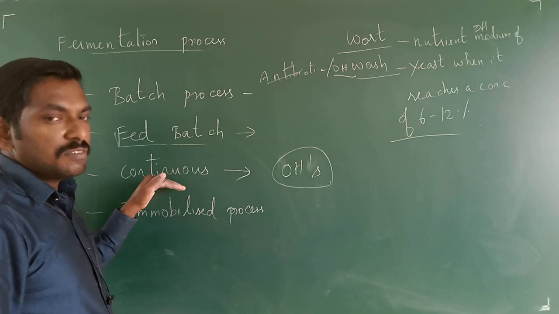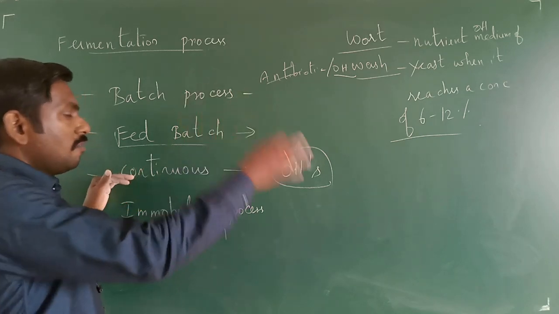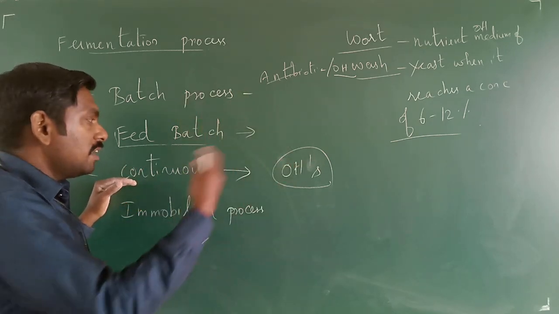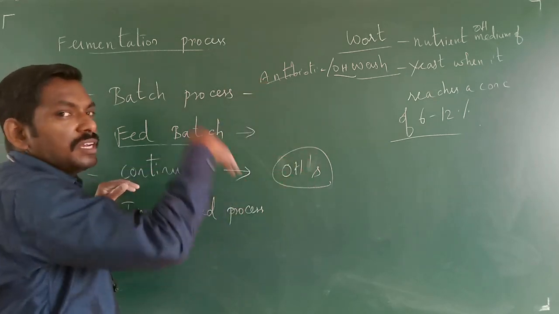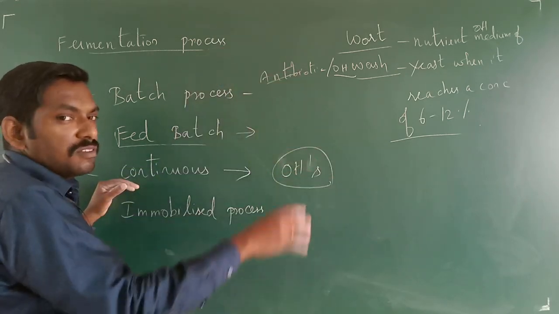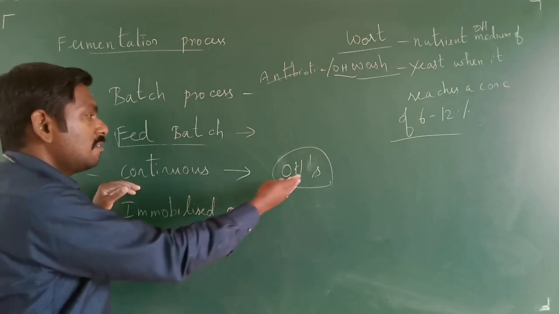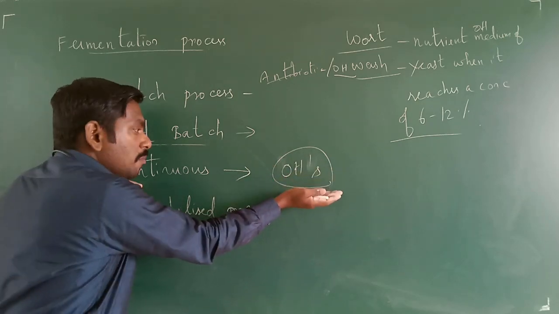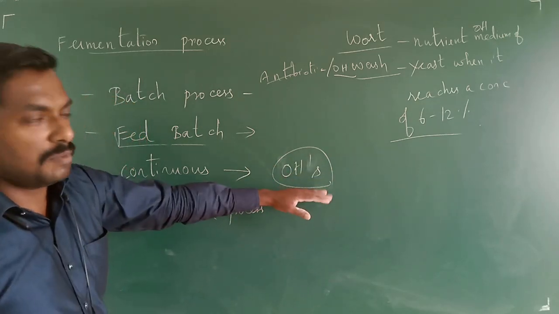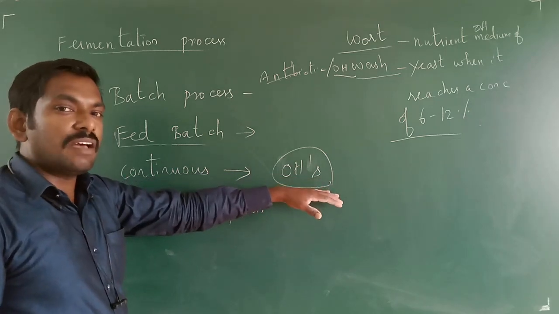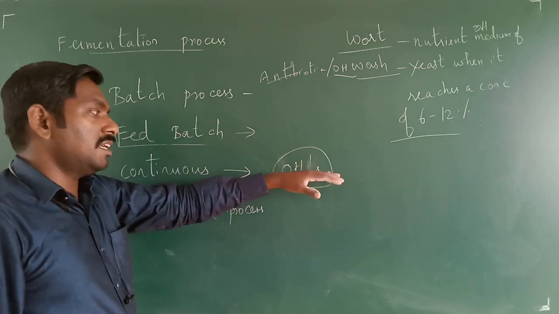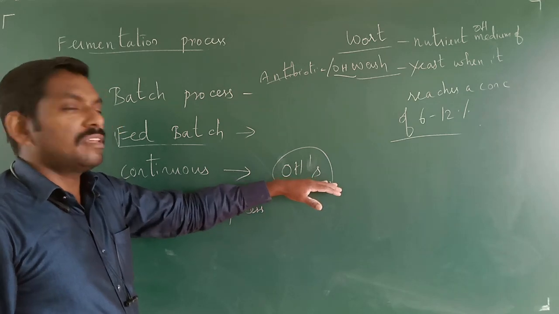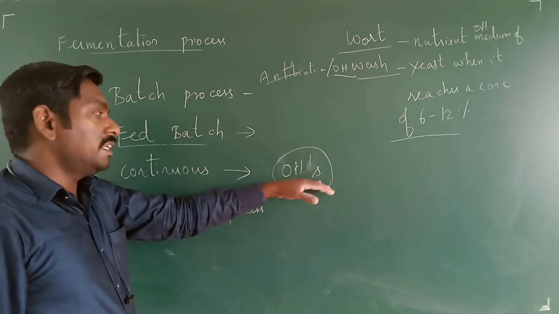So in continuous fermentation, whatever product is needed, they will continuously supply the nutrient to the inoculum, right? They will supply the wash continuously and continuously obtain the product. Especially they do this for alcohol, because alcohol doesn't have any expiry date. As alcohol ages, its value also increases.